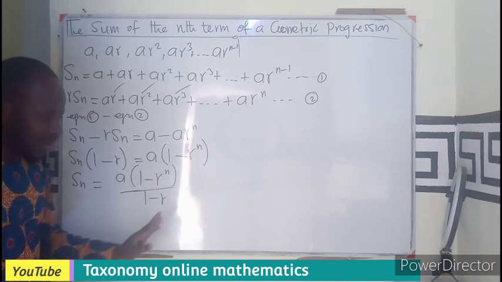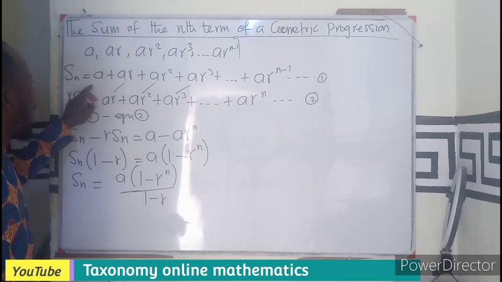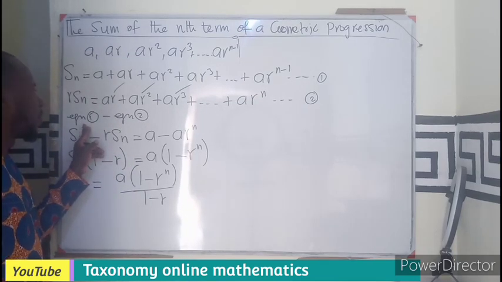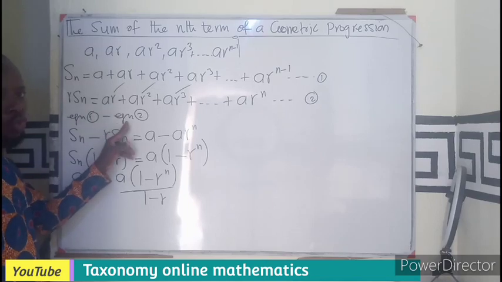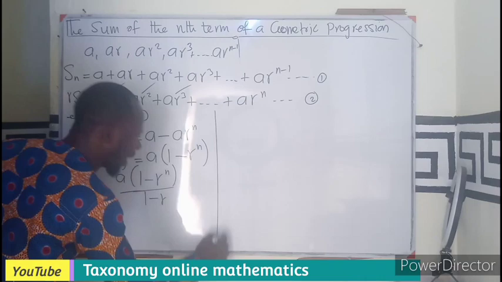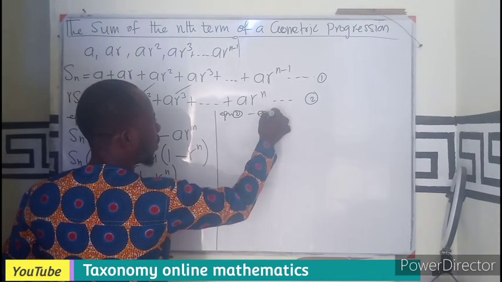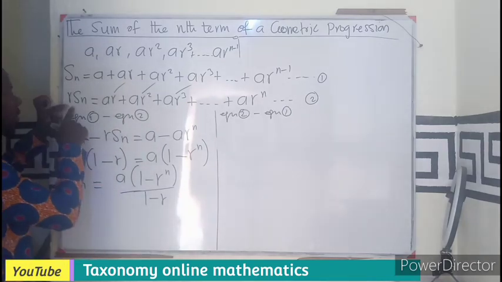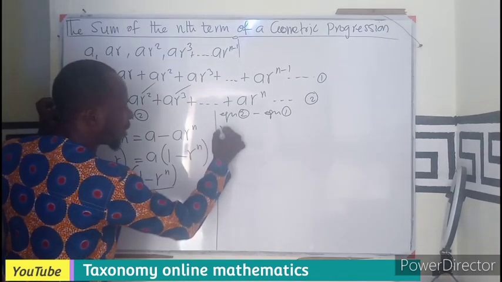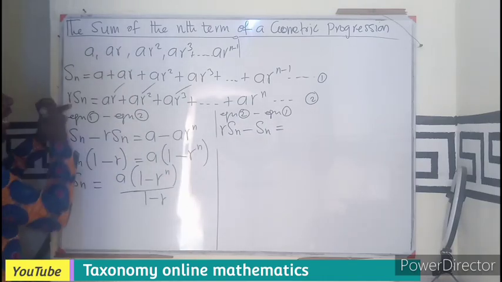R. This is one way. Now, somebody will say, what if I did not subtract equation 2 from equation 1, but rather subtract equation 1 from equation 2? What will I get? Then we can also say that equation 2 minus equation 1 is going to be Rsn minus Sn on the left hand side.